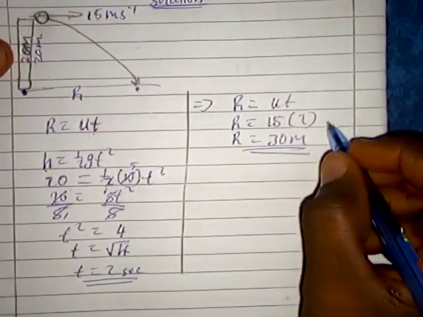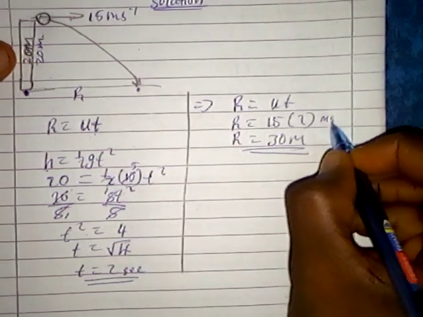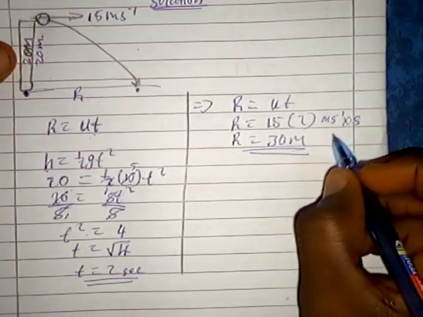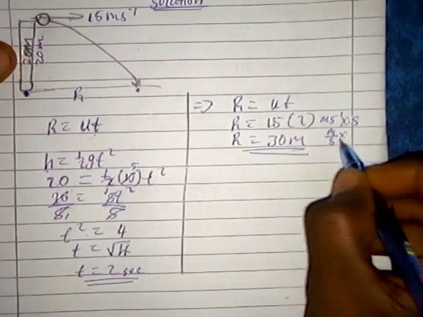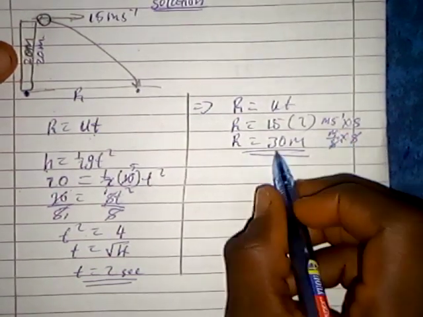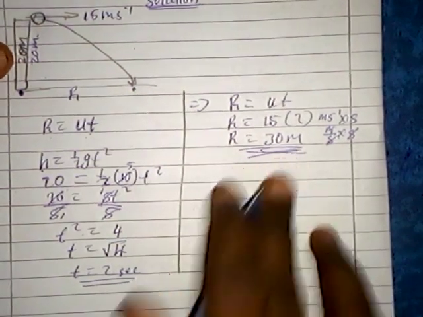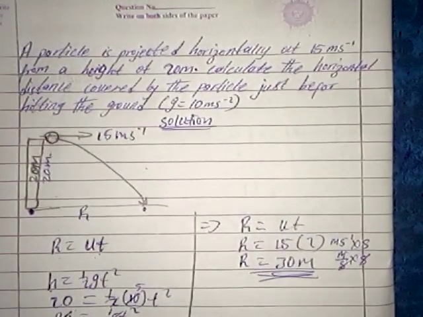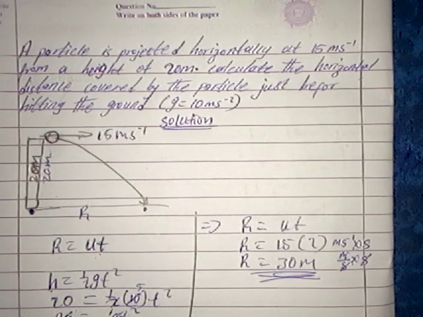Of course, let us also check the units. Meters per second times seconds: meters per second is the same as m upon s, times s, so the s cancels, and we are left with m. So the meter is the unit, and this is the answer for the horizontal distance. Normally, if you look at the question, it's very straightforward. This is projectiles.